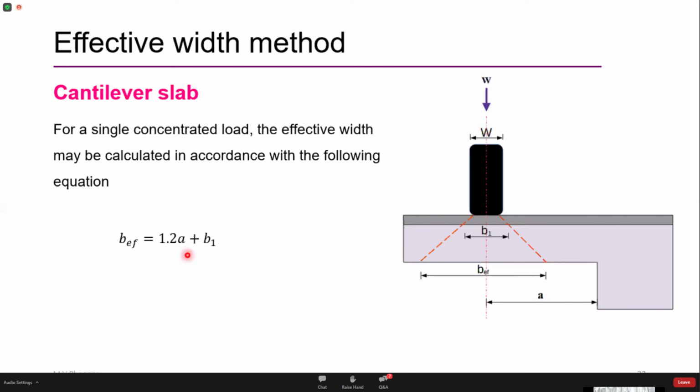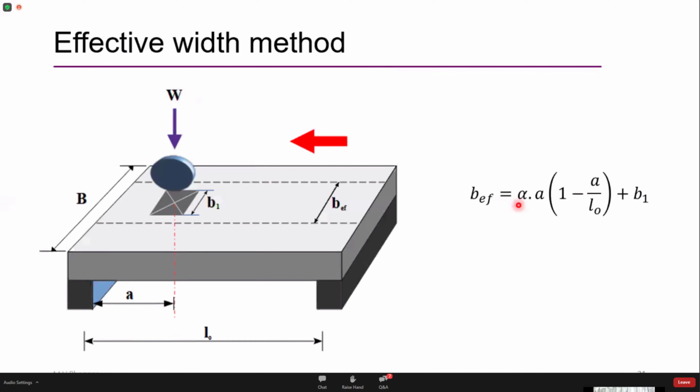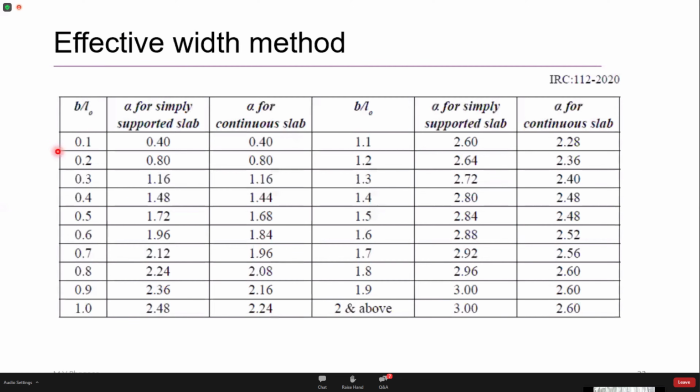This expression alpha, as I told you, is a constant that is obtained from the B by L0 ratio. B is the width of the slab and L0 is the length of the slab. For various values of B by L0, alpha values have been given for simply supported slabs and for continuous slabs. These values are given in IRC 112.